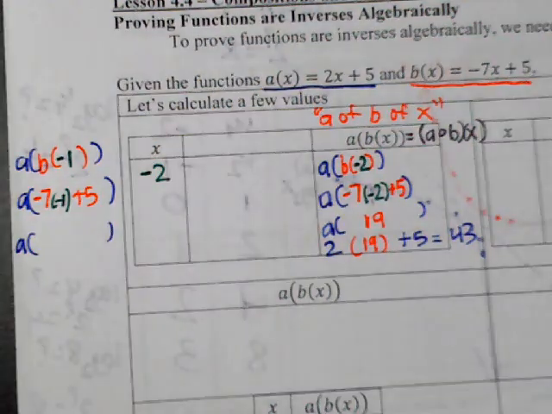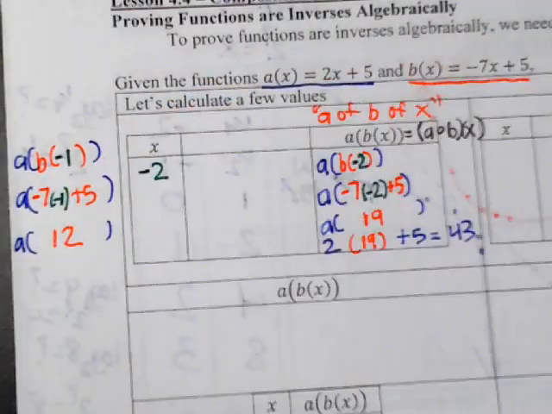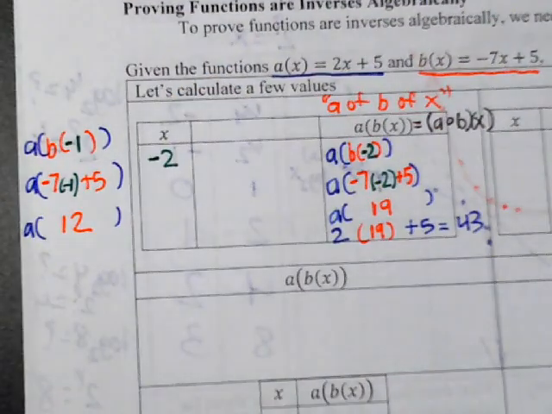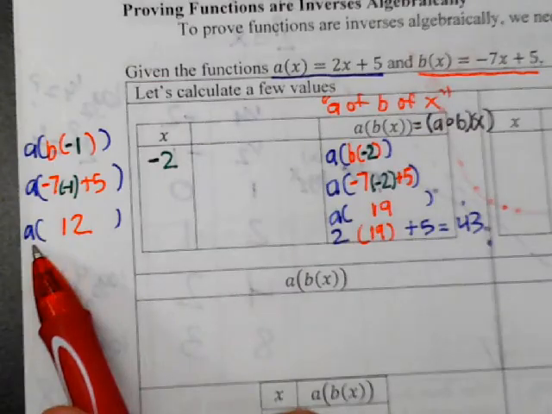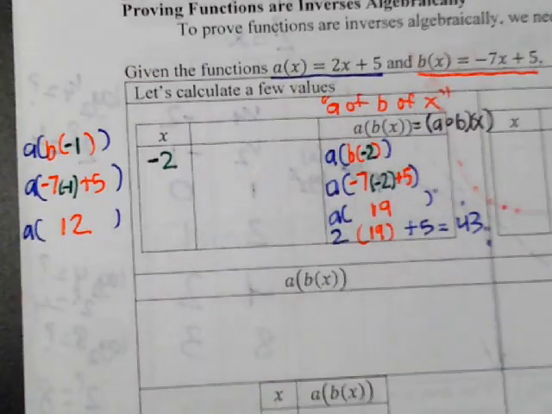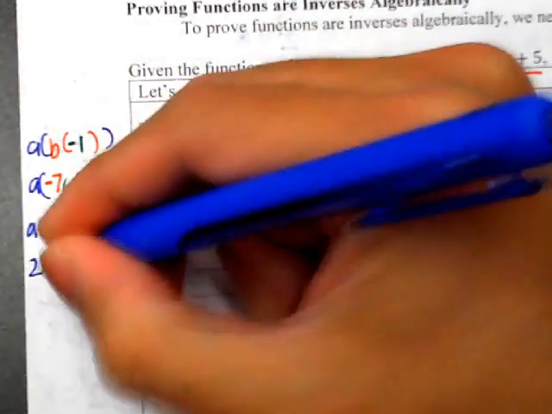Now we take that answer and use it as the input for the outer function A. So now we look over here. 2x plus 5 becomes 2 times 12 plus 5, which would be 24 plus 5 is 29.